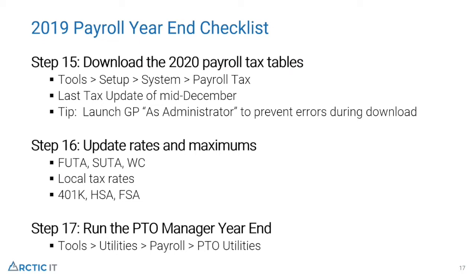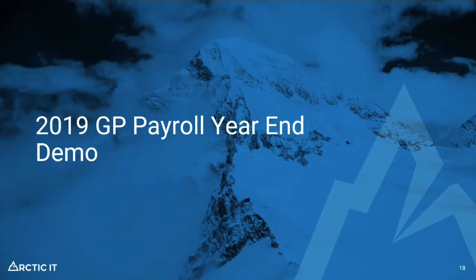And finally, step 17 is to run the PTO manager year end. So once you've finalized your payroll year end, before you process your first 2020 payroll, you're going to want to close out PTO manager. So again, if you're using PTO manager, you can use that PTO utility to close the year, and that will reset your year-to-date balances to 0 and clear out or kind of reset you for any year-to-date maximums that you might have set up for your plan. All right, so now let's go over our demo of the actual payroll year-end close.